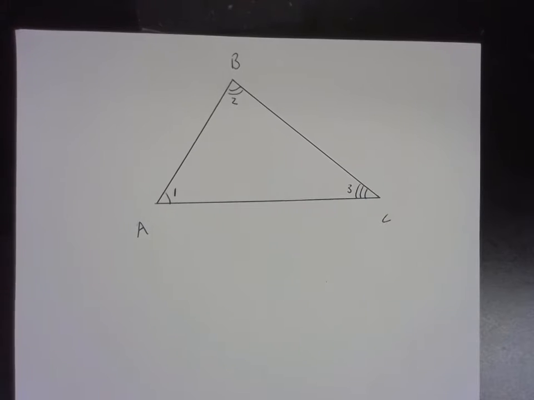What is the sum of angle 1 and angle 2 and angle 3 in this triangle? 180 degrees. That's absolutely right. Are you all sure that that's right? Yes. How are you sure? Because of the triangle sum theorem.